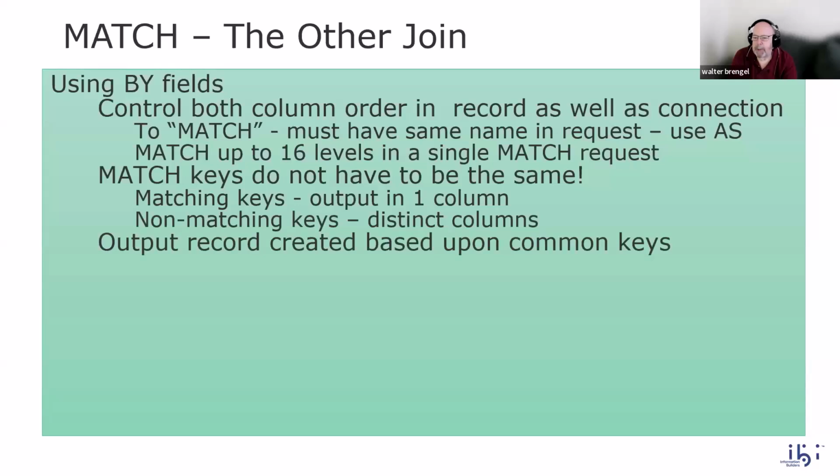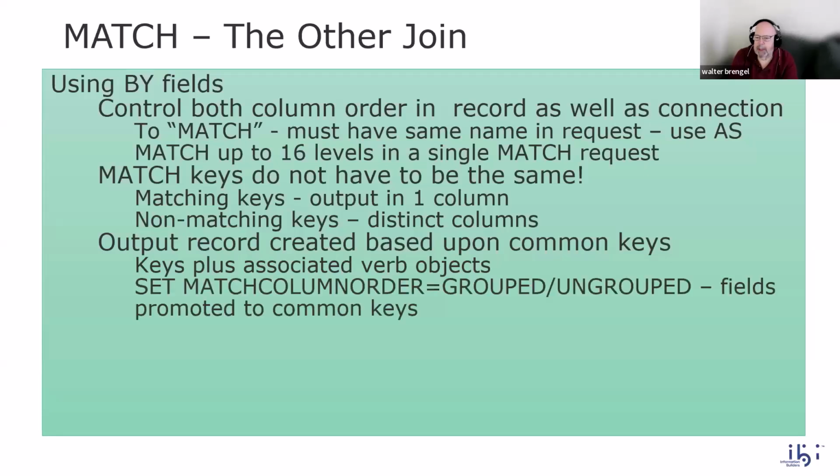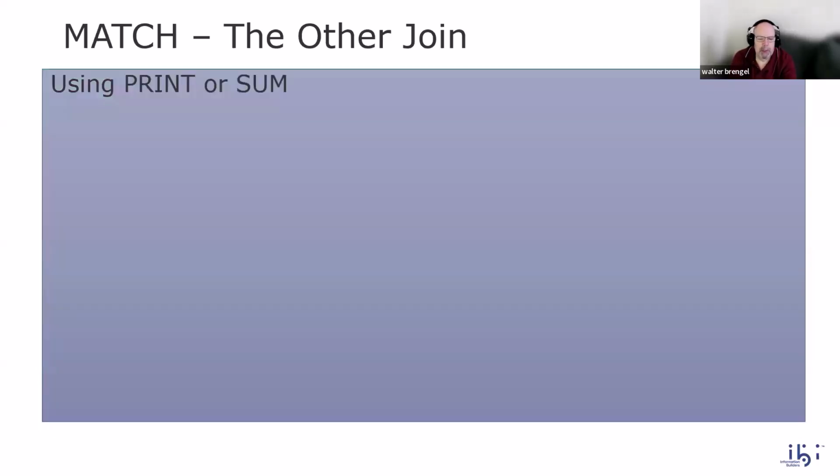All right, your output record is based on the common keys plus any associated verb objects. We have a setting, match column order, which we'll get into later, because we used to have a certain order of the fields, and we've kind of changed that. The match column order lets you go back to the old output.